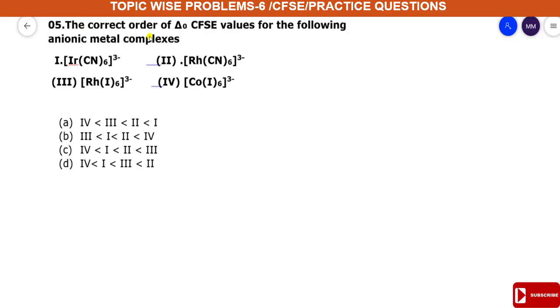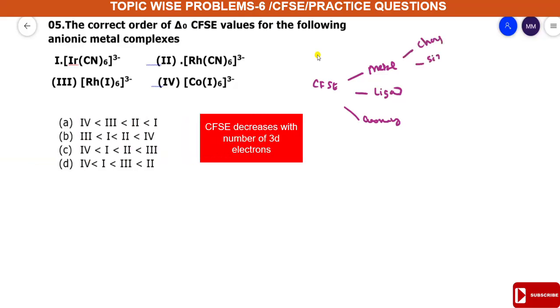Question number 5. The correct order of delta O CFSE values for the following anionic metal complexes. Generally, the factors affecting CFSE are the metal, the ligand, and the geometry. For the metal, we consider the charge, the size, the number of 3d electrons, and the number of groups.